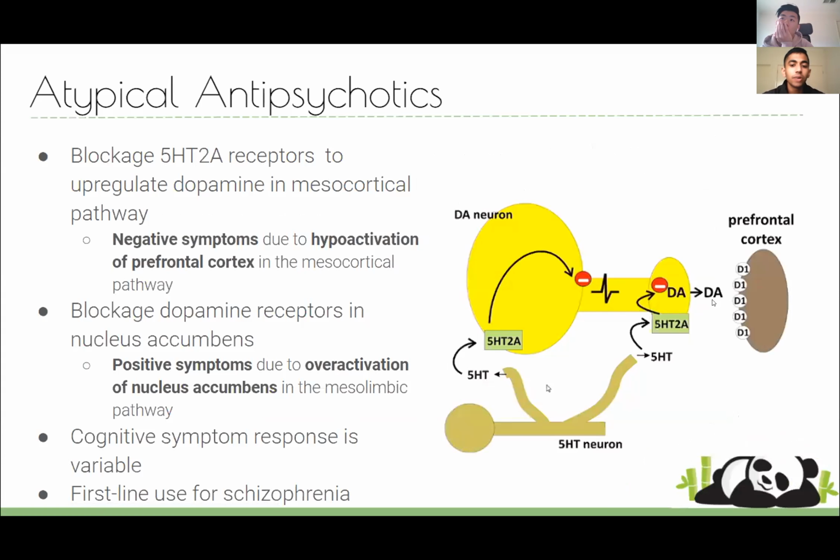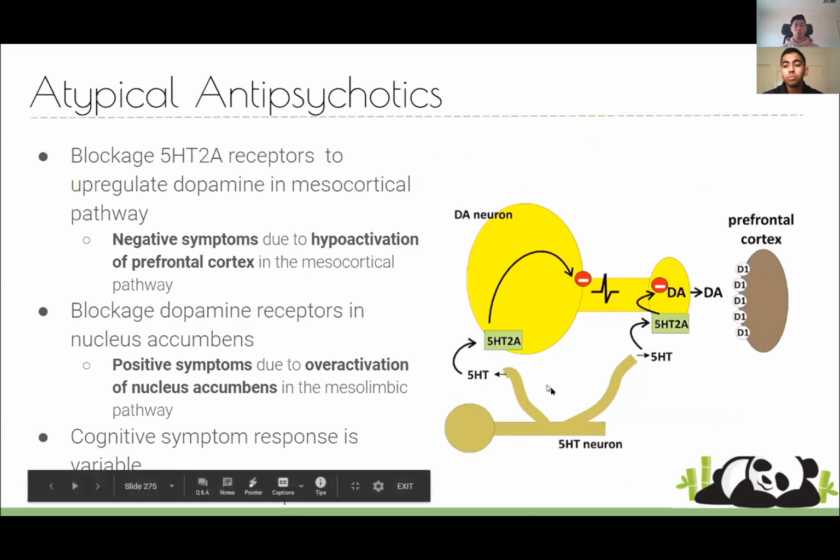Cool. Atypical antipsychotics. So these ones are not only working on dopamine receptors in, remember the nucleus accumbens that I was talking about, but they're also going to be working on the serotonin receptors in our prefrontal cortex.